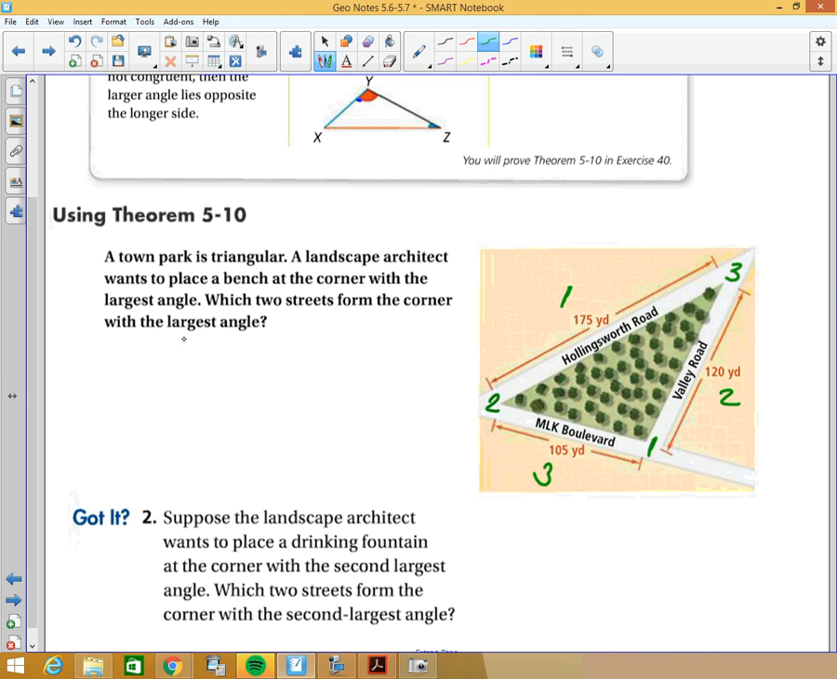Now, we're looking for the largest angle. Which one is the largest angle? This one right here. So which two streets? MLK and what? Valley Road.